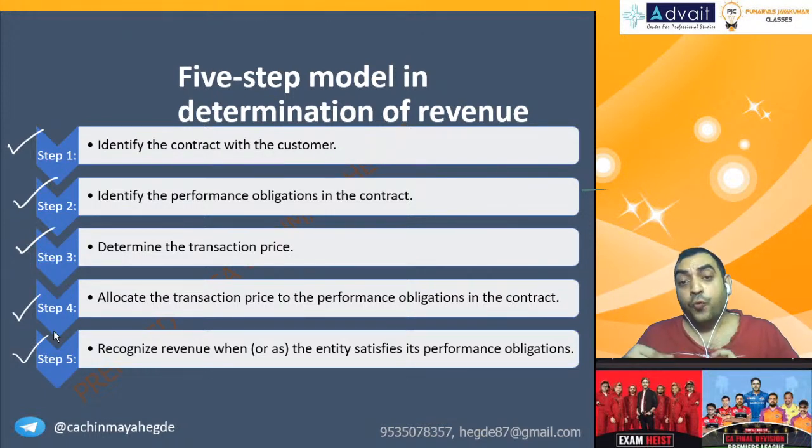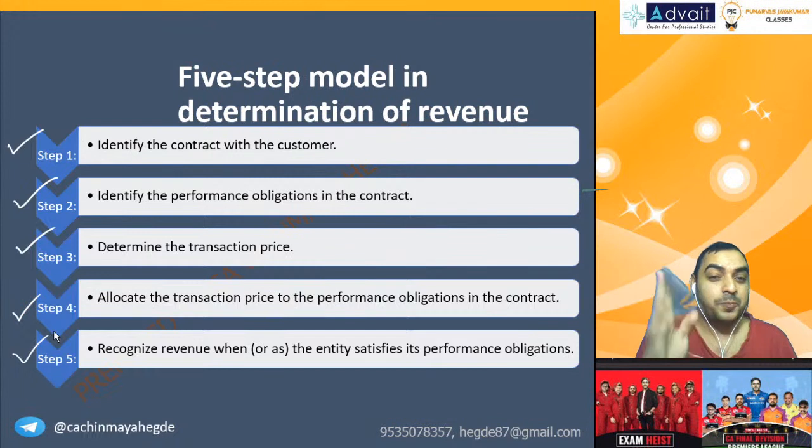Then when the provision is actually provided, that is when the performance obligation is satisfied, the corresponding revenue is recognized. All of these things, where do you get the information? Step number 1, contract.